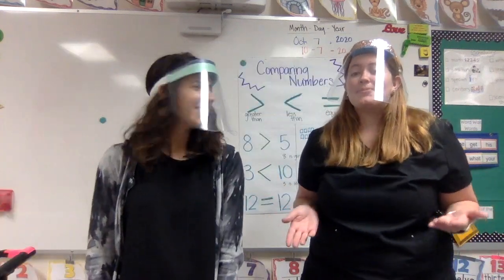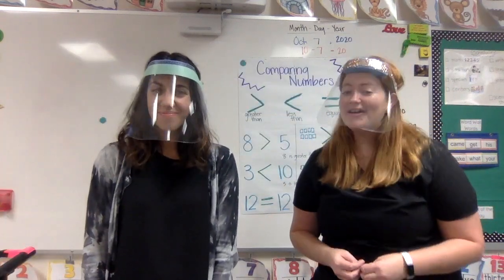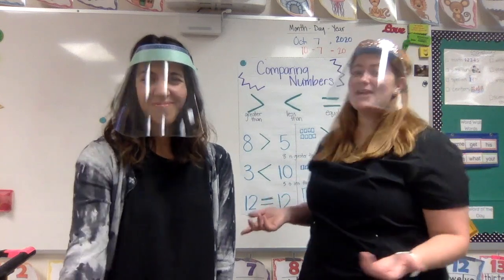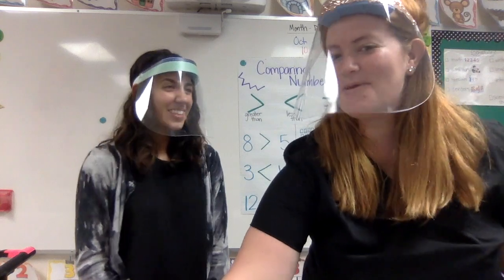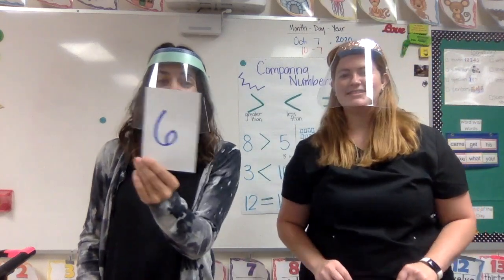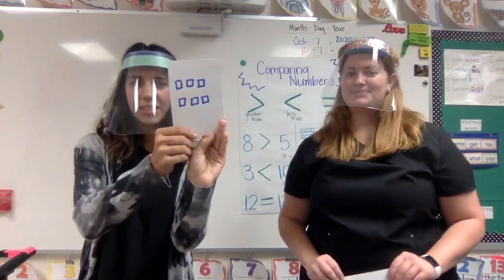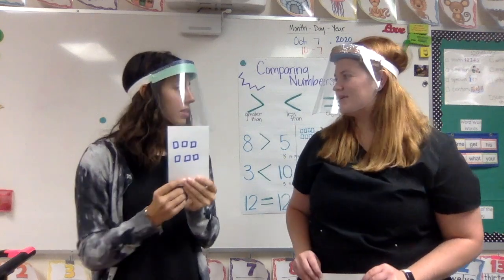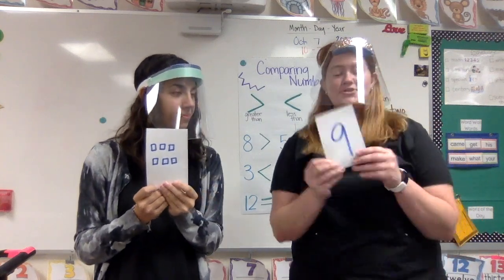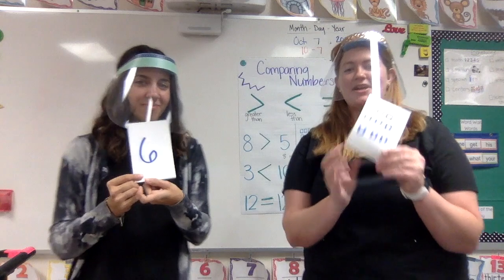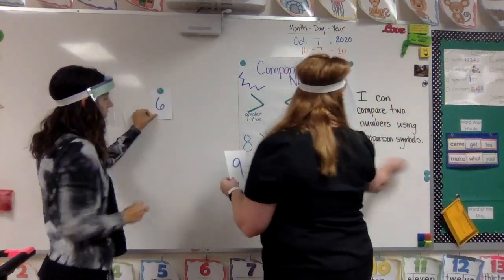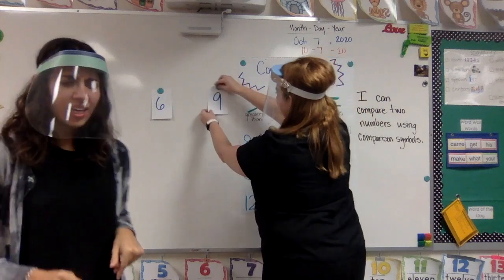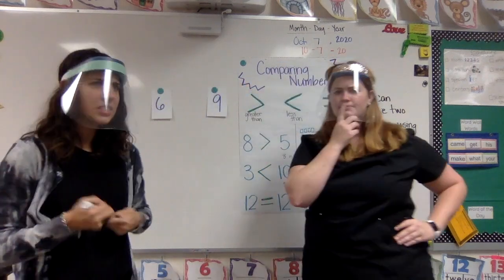Okay, we're going to practice by drawing some number cards and seeing if we can determine which comparison symbol should go in the middle. Miss Lestico, what card did you draw? I drew the card 6, and we have our base 10 blocks on this side to help us look at the number. I drew the card 9, and here are my base 10 blocks, so we can compare these numbers. Let's see. So if I have 6 and Miss Lime has 9.